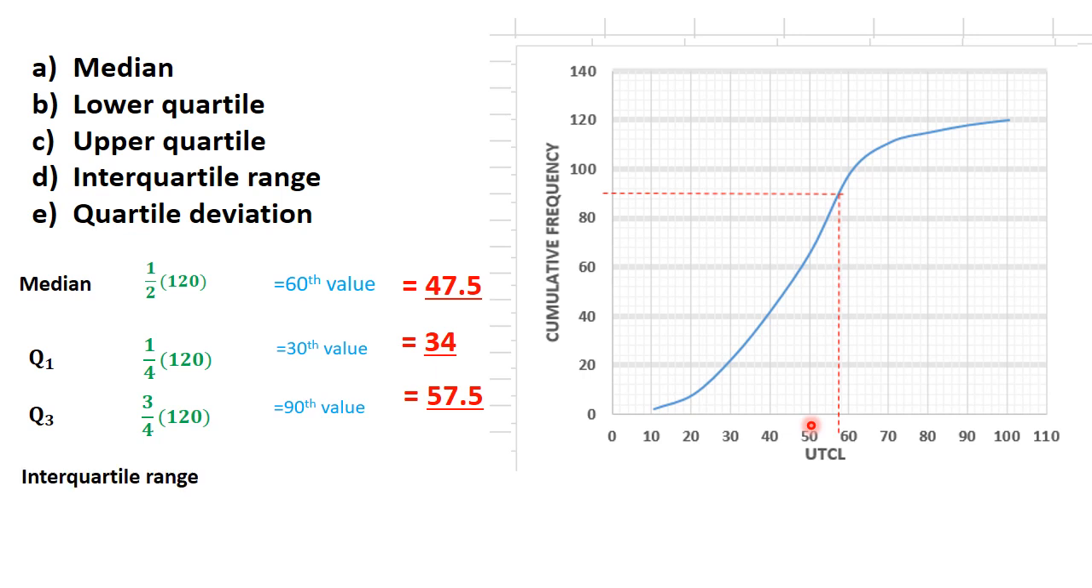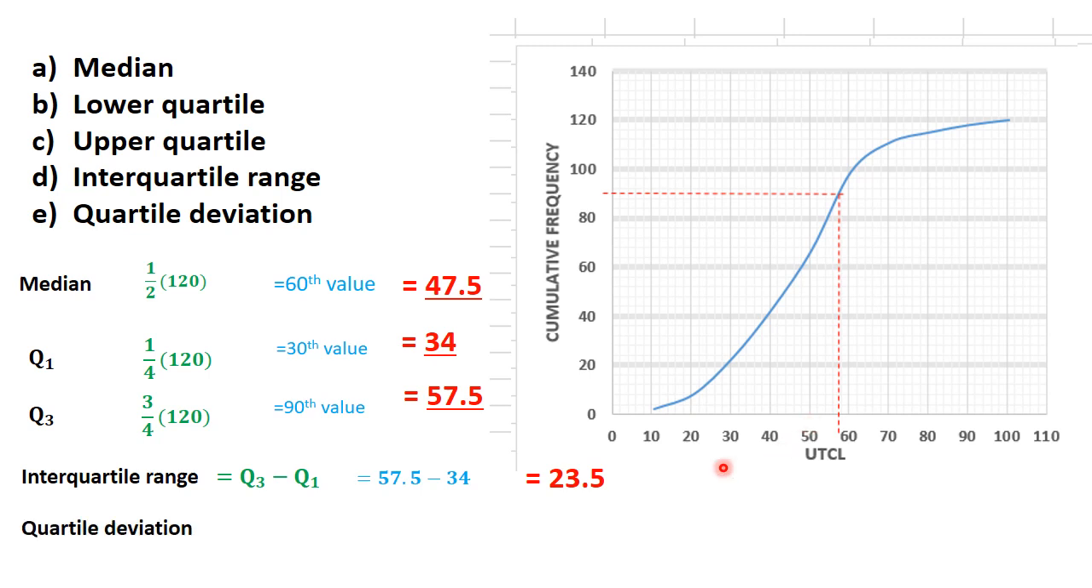The next thing is the interquartile range. The interquartile range is the range within which the quartiles exist. So that will be the upper quartile minus the lower quartile, Q3 minus Q1, which is 57.5 minus 34. In our case, it'll be 23.5. Basically that, and that's clear.